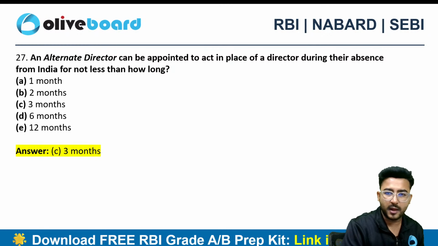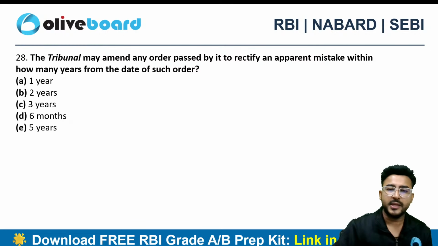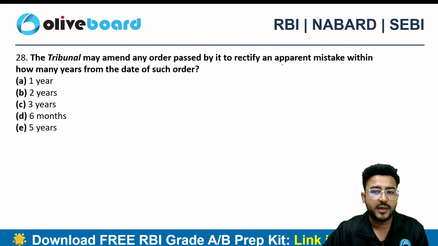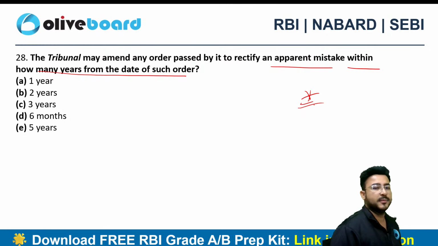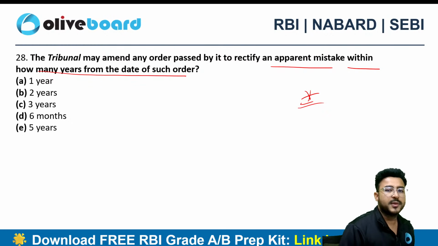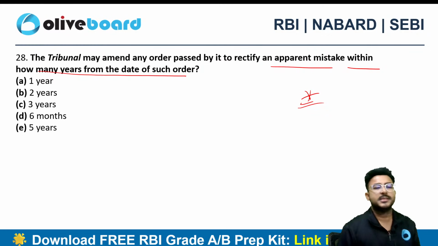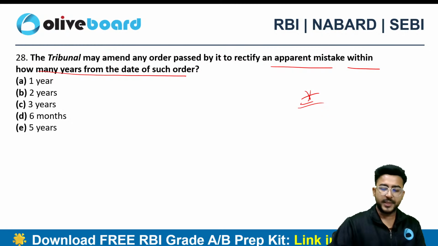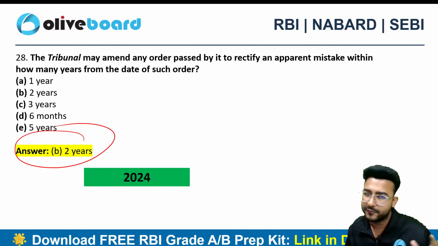So this is the thing that can come in your examination in 2025, SEBI. The tribunal may amend any order passed by it to rectify an apparent mistake within how many years from the date of such order? Important. Let's suppose the tribunal has made an order. Now the tribunal came to know that some mistake is there in this particular order. Within how many years from the date of such order can the tribunal rectify the same? 1 year, 2 years, 3 years, 6 months, 5 years? Within 2 years, right? So these were the questions that came in your examination in 2024, right?